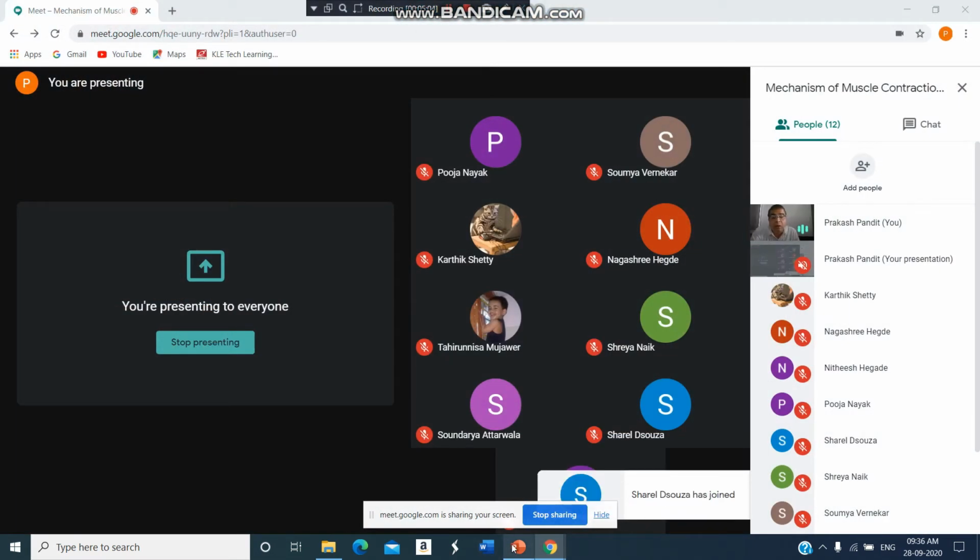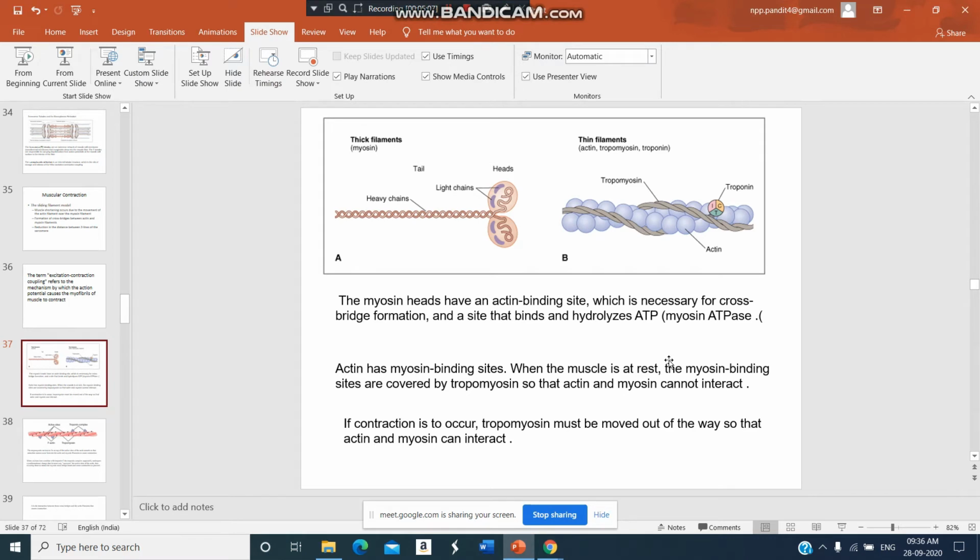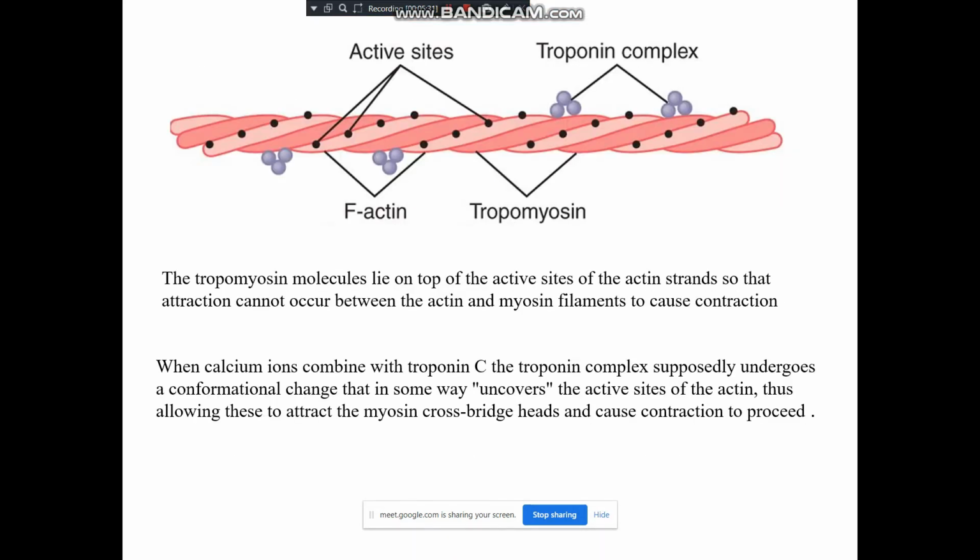When the cell has to contract, now what happens? The tropomyosin is removed by some enzymes so that the active sites get exposed, and so that the heads of the myosin filament can attach to the active sites and thus form a bridge. This is the principle underlying that. See here the actin filament. These are all the active sites.